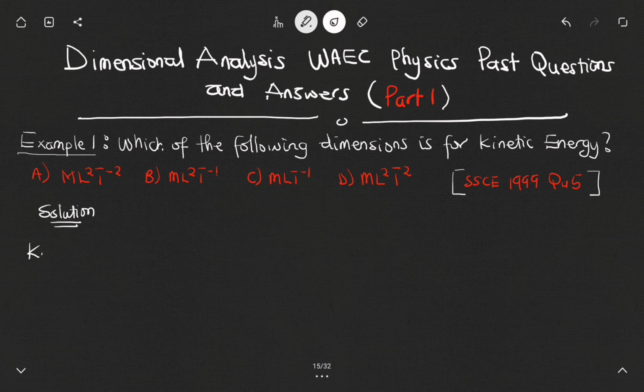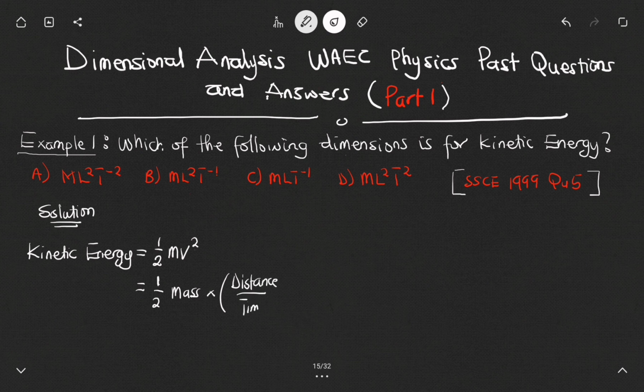So kinetic energy is the energy possessed by a body by virtue of its motion. It is given mathematically as half mv squared. So this is equal to, we still maintain our half. Now the m is for mass, so we write mass multiplied by velocity squared. Now velocity is distance over time. So distance over time is the velocity, so I now square it. So this is just the same as me writing mv squared.